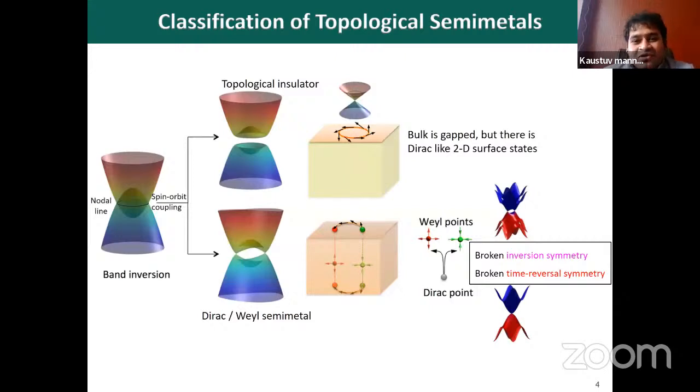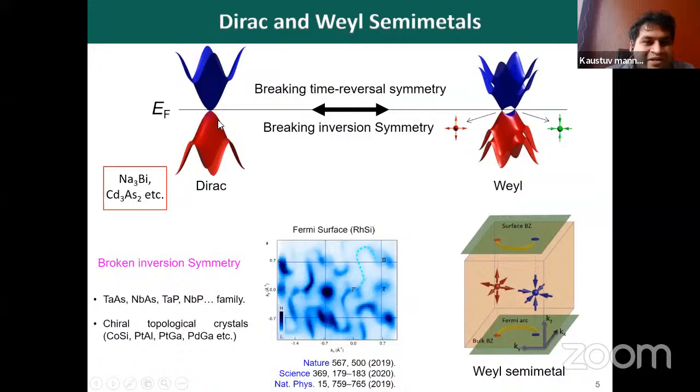I'm not going into a very detailed introduction, but just to give an overview: based on the strength of the spin orbit coupling, crystal symmetry, etc., we can broadly classify different topological materials in this pattern. Once we have band inversion and a protected band crossing, we have the nodal line. Then, depending on the strength of the spin orbit coupling, we can have either a bulk gap but protected surface state, like a topological insulator, or in the bulk we can have protected band crossings like Dirac or Weyl semimetals. In the Dirac semimetal case, we have a fourfold degenerate band crossing, whereas for Weyl semimetals we have a twofold degenerate band crossing, which comes from either broken time reversal symmetry or broken inversion symmetry.